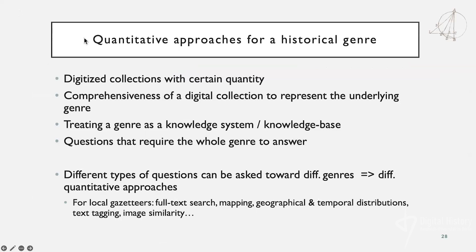So, quantitative approaches for historical genre. This is a small wrap-up for the Local Gazetteers part. So we have digitized collections with certain quantity, and in our case, large quantity. And we need to think about the comprehensiveness of this digital collection for presenting the underlying genre. So for presenting the underlying whole forest. And we propose the idea of treating a genre as a knowledge system or a knowledge base.